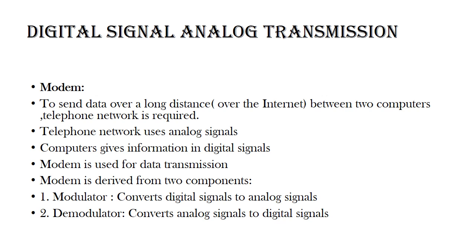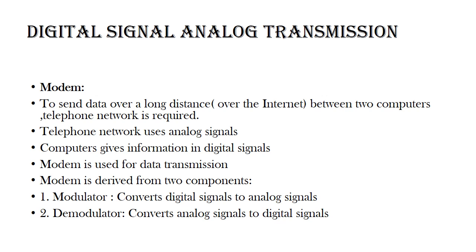Now what is modem? So modem is used for conversion from digital to analog and analog to digital. So as I have explained you, here the first point explains that to send data over a long distance through the internet between two computers or between two networks, telephone network is required. Telephone network uses analog signals and computer understands digital signals. So modem is a device which is required for this kind of data transmission.